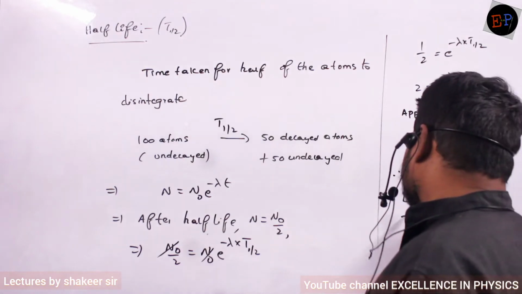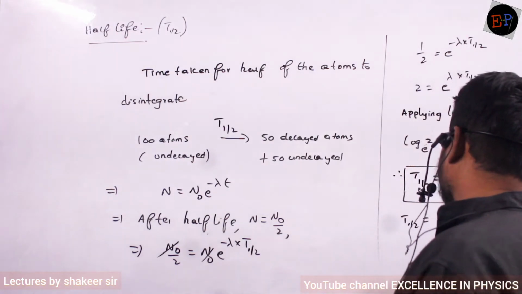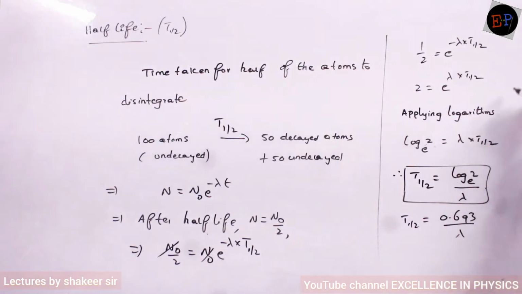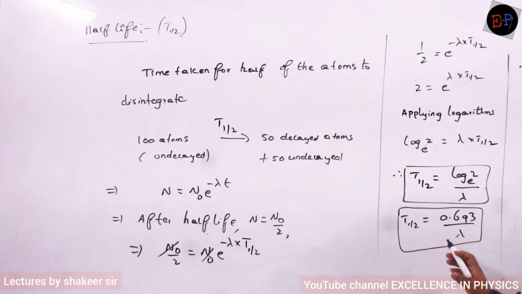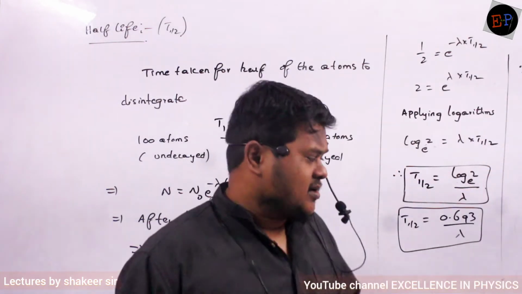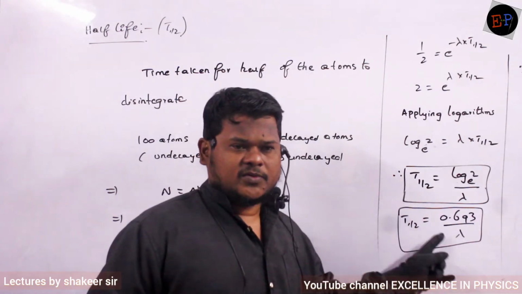The same equation I can also write as t half is equal to 0.693 divided by lambda. Because, what is the reason? Because log 2 to the base e is nothing but 0.693. Are you able to understand? So this is the equation for half-life. So half-life depends on what? Half-life depends on decay constant. So if decay constant is greater, half-life will be lesser because they are inversely proportional, no?